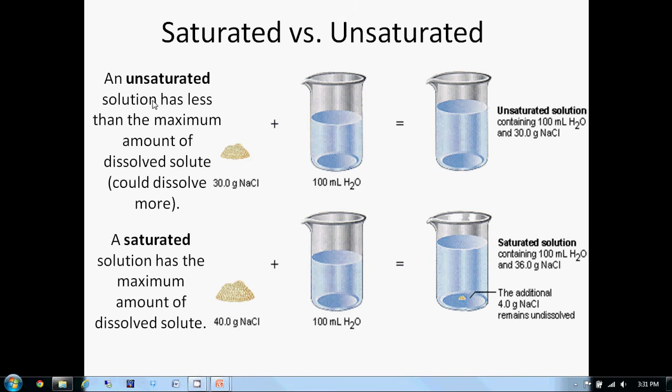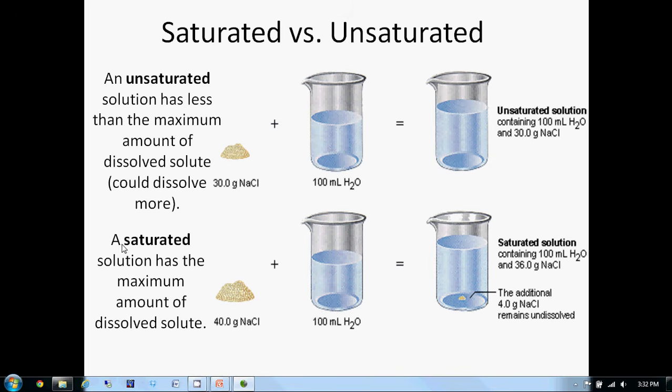It's got less than the maximum amount of solute. We could add and dissolve more solute if we wanted to. Okay, so for example, if we were to add 30 grams of salt to 100 milliliters of water, it would be unsaturated because we'd be able to dissolve all that salt and more if we wanted to. So that means it's unsaturated.